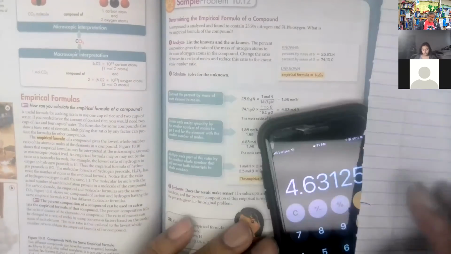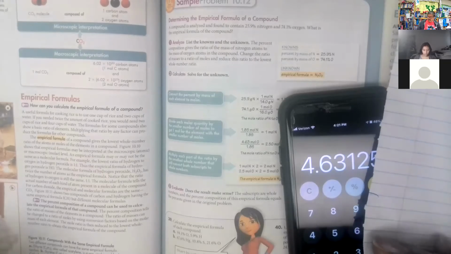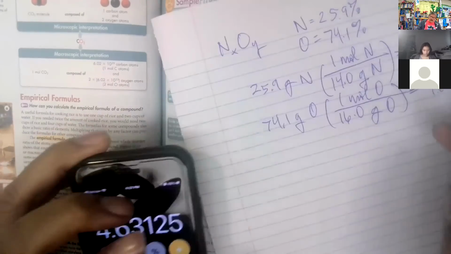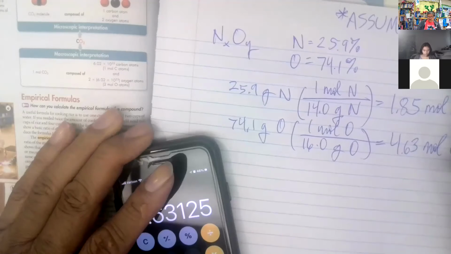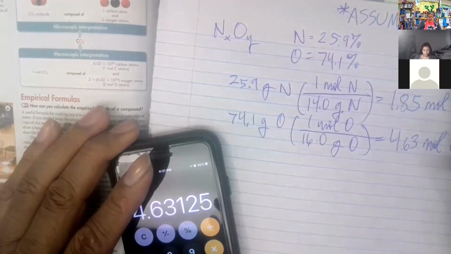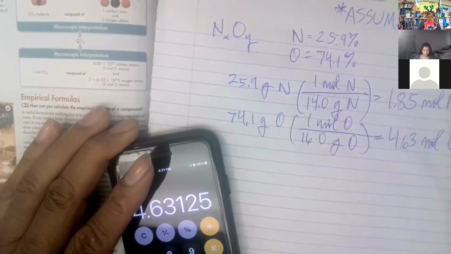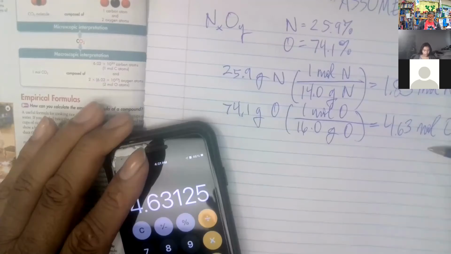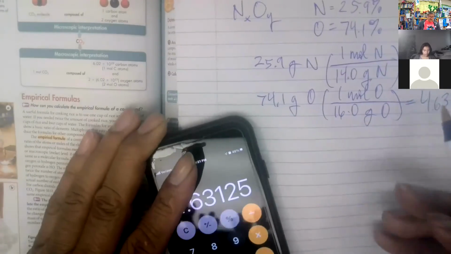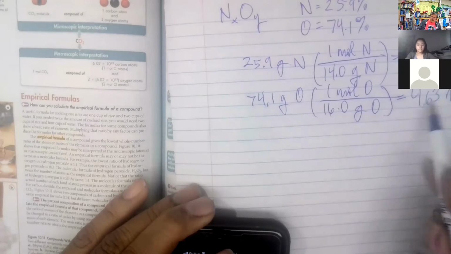Okay, so that's good. So that again is the assumption. If I have 100 grams of this compound, then this is what I would have. I would have 1.85 moles of nitrogen and 4.63 moles of oxygen. Well, now what I can do is I can take these two mole numbers.